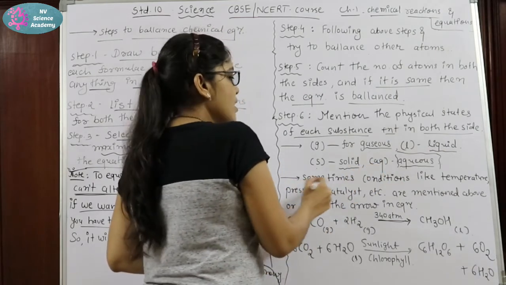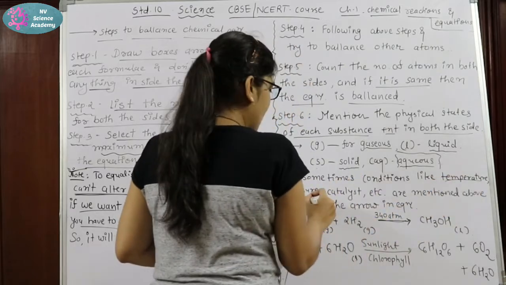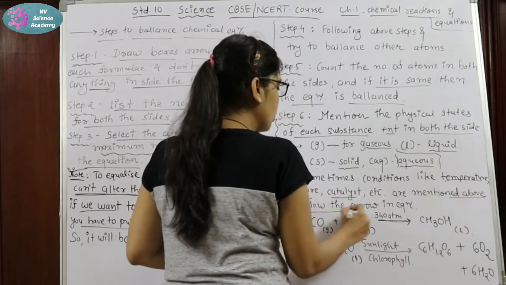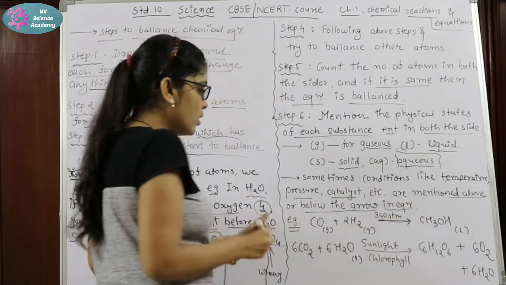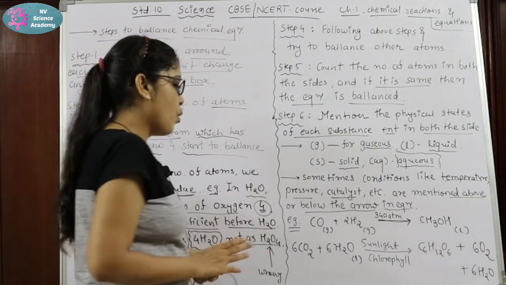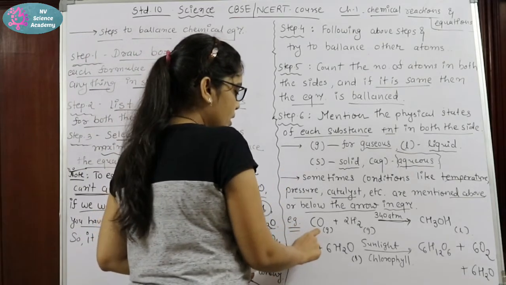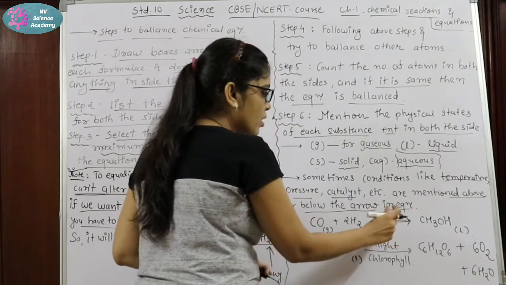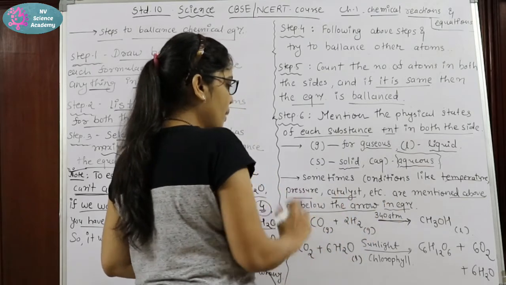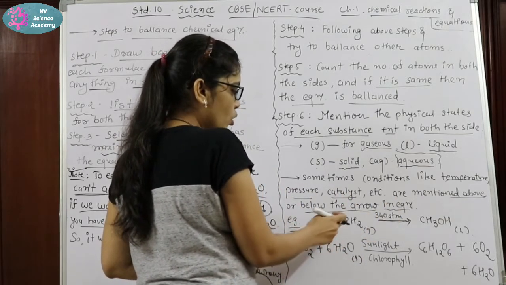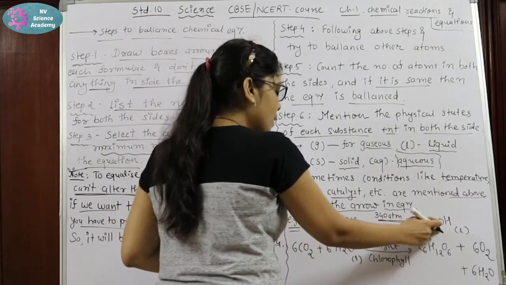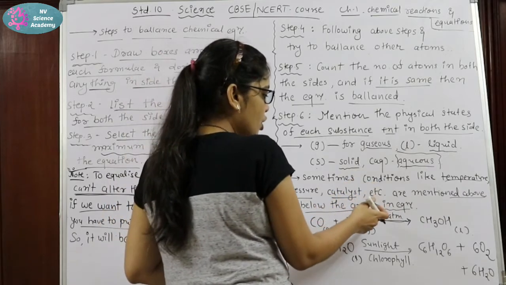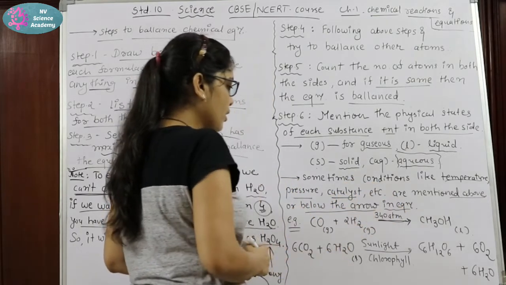Sometimes conditions like temperature, pressure, catalyst, etc. are mentioned above or below the arrow in the equation. These are the examples of this last point. In this first equation, we have mentioned 340 atmosphere. The atmosphere is the unit of pressure. This is a reaction of carbon monoxide reacting with hydrogen and it gives methanol. So this reaction is applied under the condition of 340 atmosphere pressure.